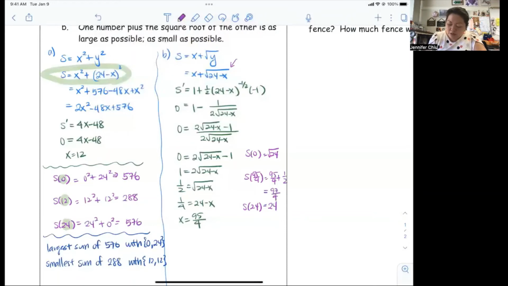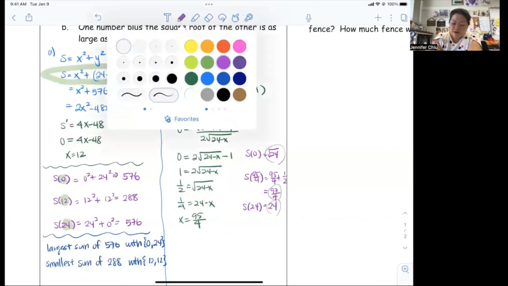Okay, so this one's a little over 24. This one's definitely smaller than that. And this is the smallest one. So your smallest sum is root 24, which is 2 root 6, right? So now you finally answer the question.